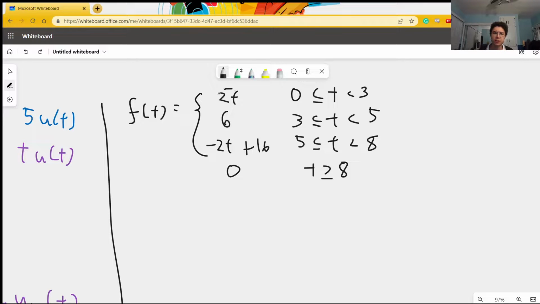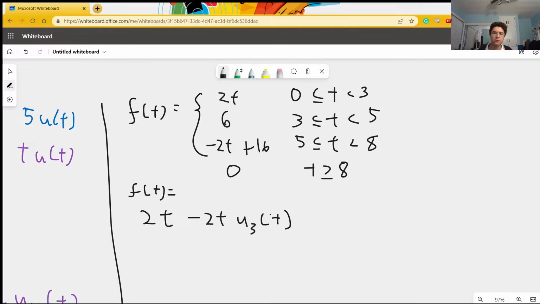At time equals 0, the function represents 2t. So we can write this function as being 2t. So we're rewriting f of t. So it starts as 2t. But at time equals 3, the 2t turns off. To represent that, we write minus 2t u3(t).